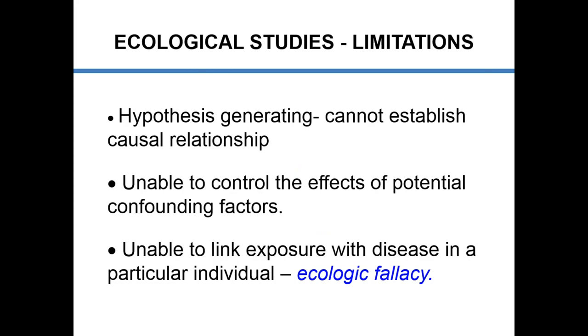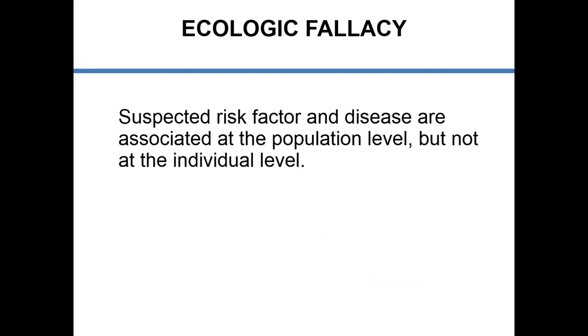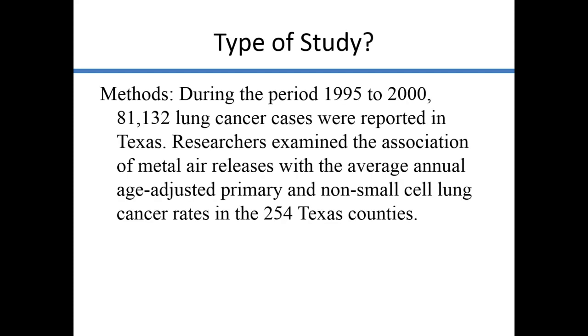So we cannot establish causal relationships. You can't control for individual factors that may be confounding. You're unable to link exposures on a population level with an individual level, or ecological fallacy. Ecological fallacy: a suspected risk factor and disease are associated at the population level, but not at the individual level.